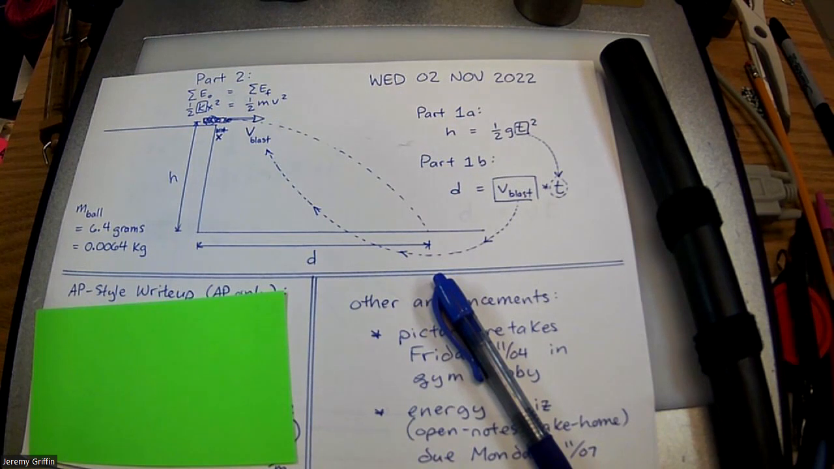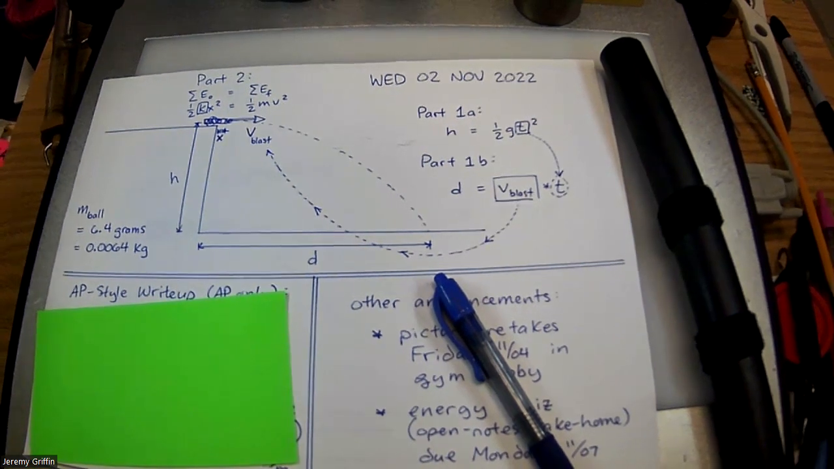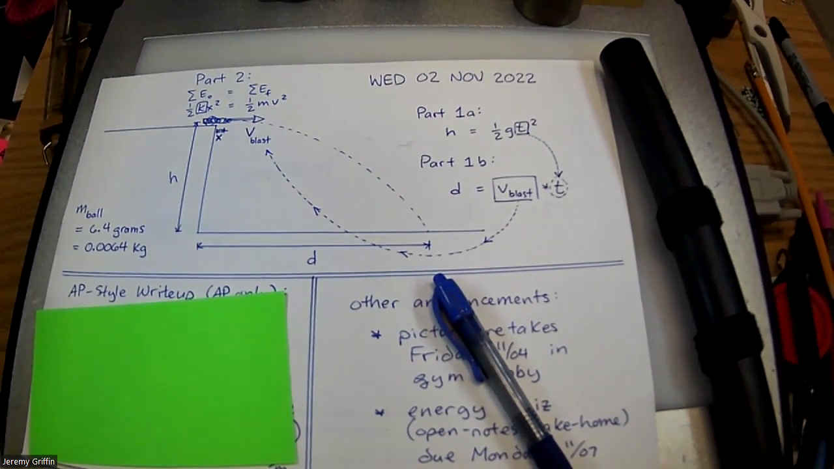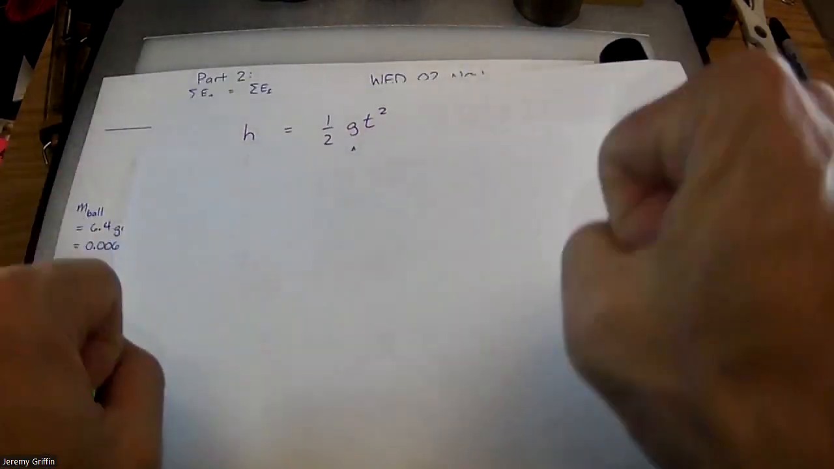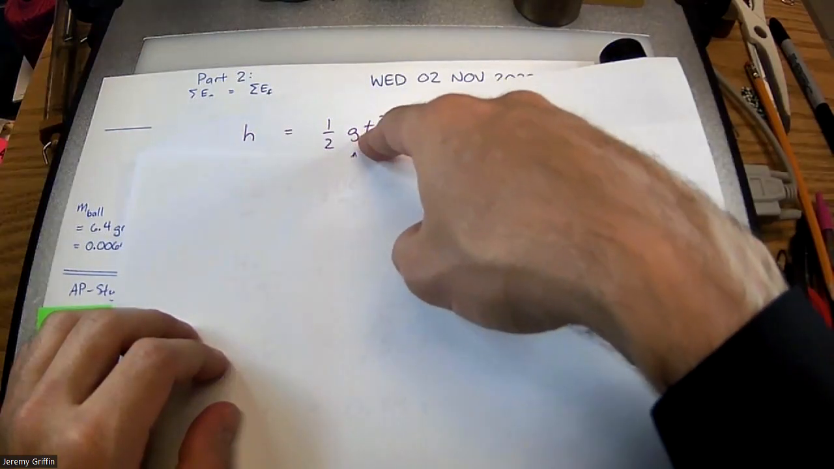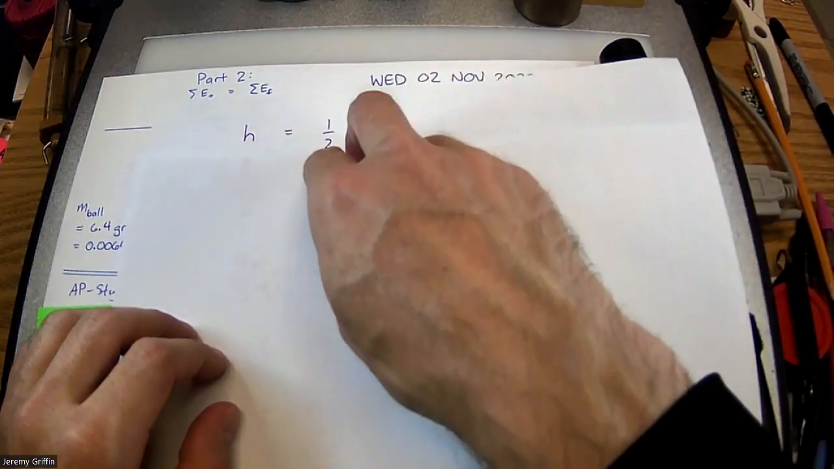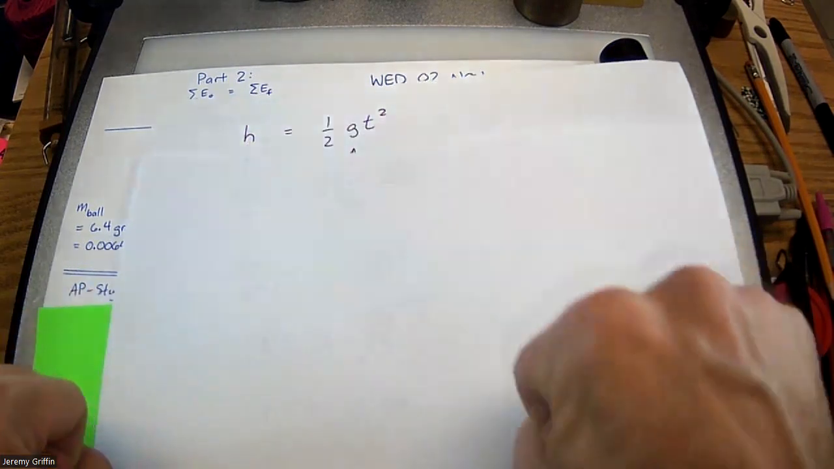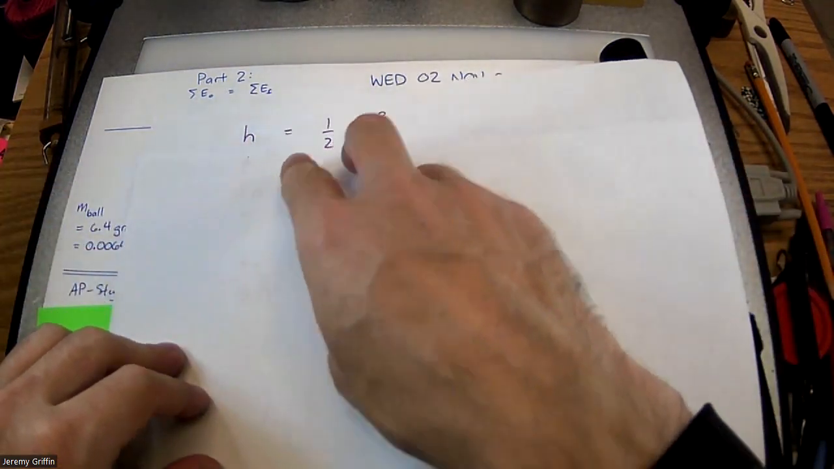1/2 g t squared. Do you remember that equation from earlier? Walk into a mine shaft. The ball falls for 5 seconds. 5 times 5 times half of 10, about 125 meters deep. How did you know that? That's that story, right?